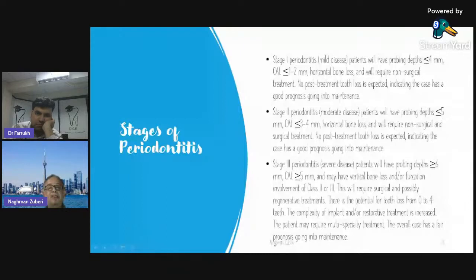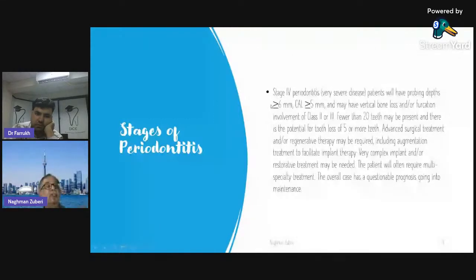Then comes the last stage, very severe disease, stage 4 periodontitis. This patient will have probing depths of 6 millimeter or more with a clinical attachment loss of 5 millimeter or more and may have vertical bone loss and or furcation involvement of class 2 or class 3. There is potential for loss of another 5 or more teeth. Advanced surgical treatment and or regenerative therapy may be required, including augmentation treatment to facilitate and or restore functional integrity.